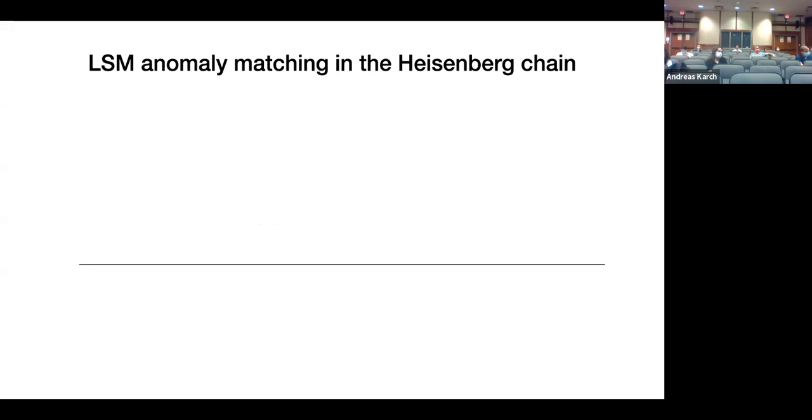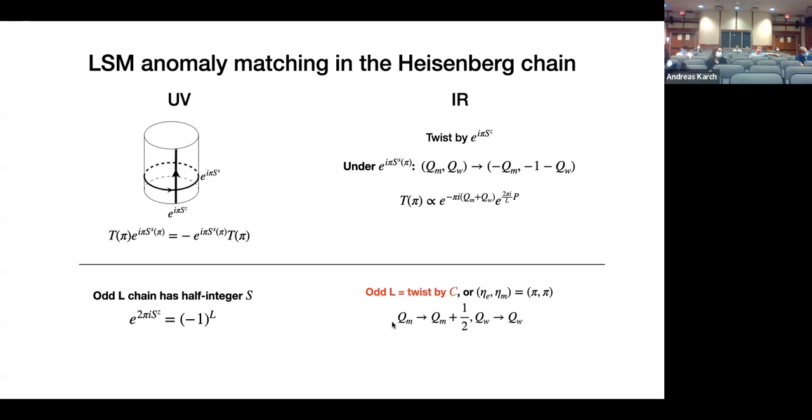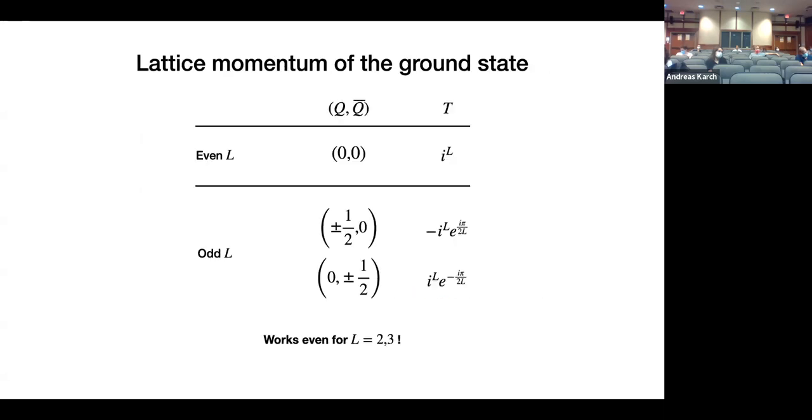Okay, so I think I'll probably skip this so we can do the anomaly matching, and with these formulas get results that we expect. So let me directly jump to this slide where we calculate the ground state momentum from the formula that we just derived from the continuum theory. Okay. So for even L, we'll get I to the L. So for even L, the ground state is in the Q equals 0, Q bar equals 0. These are the chiral charges, but no, doesn't really matter. And we get I to L. And see that there's L mod 4 dependence.